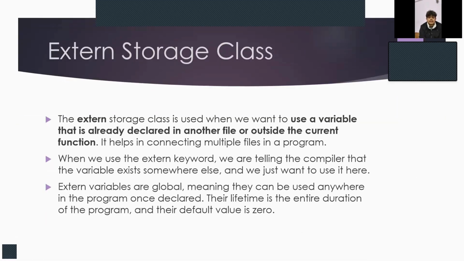External storage class. The external storage class is used when we want to use a variable that is already declared in another file or outside the current function. It helps in connecting multiple files in a program. When we use the extern keyword, we are telling the compiler that the variable exists somewhere else and we just want to use it here. External variables are global, meaning they can be used anywhere in the program once declared. Their lifetime is the entire duration of the program and their default value is 0.